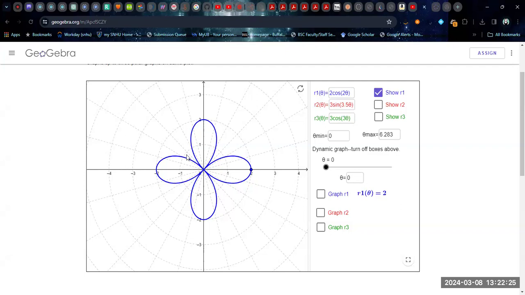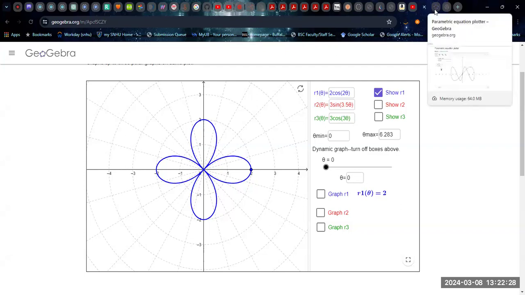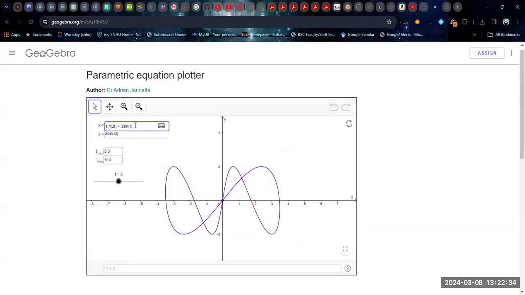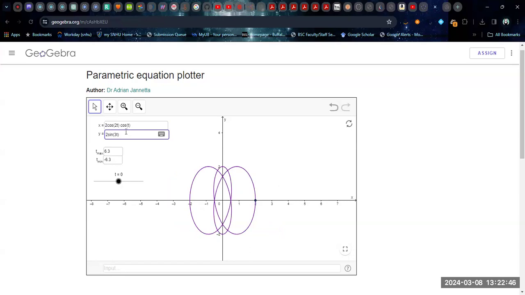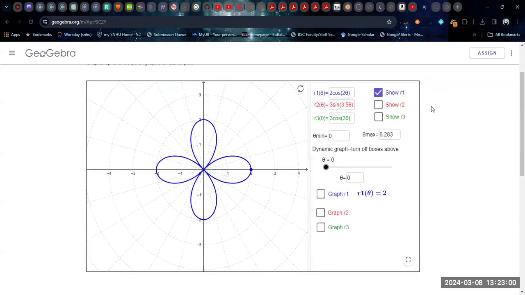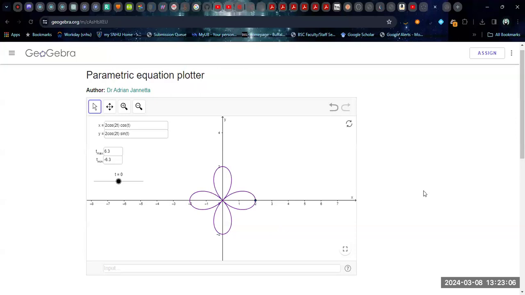Now, what does this look like in parametric form? Well, let's switch over to our parametric grapher. And let's change our function here to represent our function we want to graph, which was 2 cosine 2t cosine t and 2 cosine 2t sine t. And looky there, we have exactly the same graph in polar form and in parametric form.